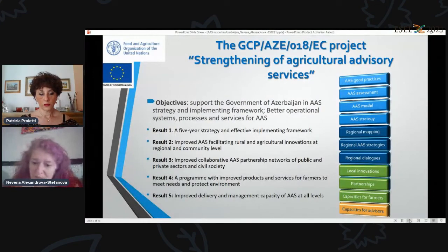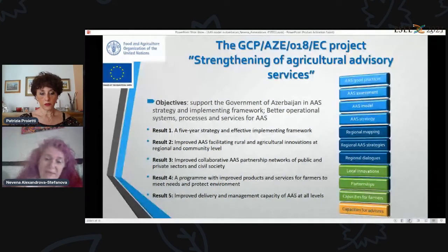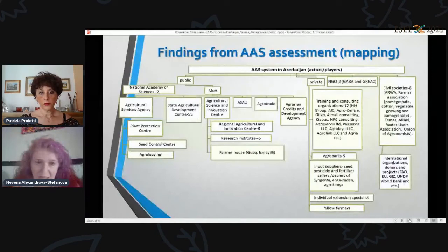In order to boost the innovation process, we need to attract different stakeholders with different types of expertise. And we also work at local level or district level to facilitate local innovations and partnerships, and also capacities of farmers, while the capacities of advisors are a cross-cutting topic that we implement throughout the project.